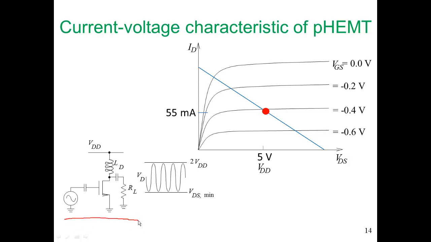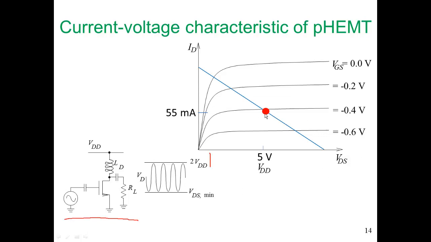It's an inductively biased Class A amplifier, and the output voltage swing is going to range from VDS min, that's the very lowest value of drain source voltage that we can realize, up to twice the VDD voltage. It's going to be biased at VDD, of course. The drain is going to be sitting at VDD when there's no RF signal. When there is an RF signal, LD will be a choke. It'll look like an open circuit.